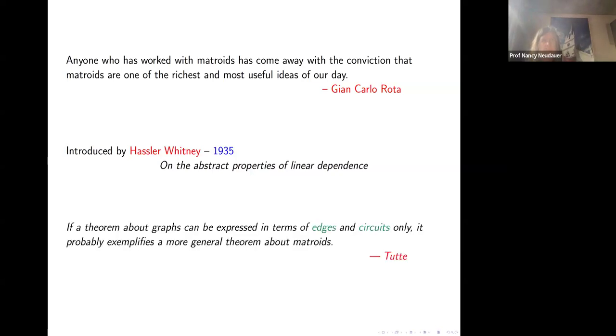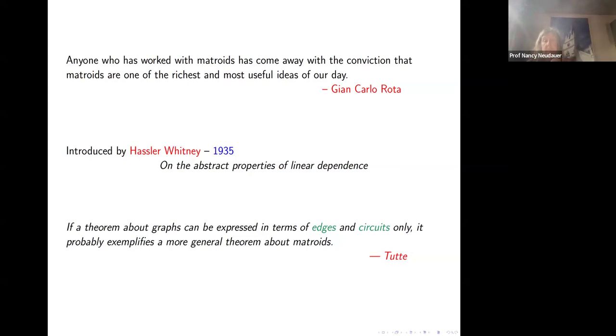And I put the following quote in the abstract, but it's good to think about now because this is something that I think should drive your thinking about matroids from a graph theory perspective. So Tutte said if a theorem about graphs can be expressed in terms of the edges in the circuits only. And so what does that mean? Well, that means that we're not thinking about the vertices. We don't care about vertex degree. We don't care about the vertices. We only care in the graph about the edges and the circuits. Then it probably exemplifies a more general theorem about matroids.